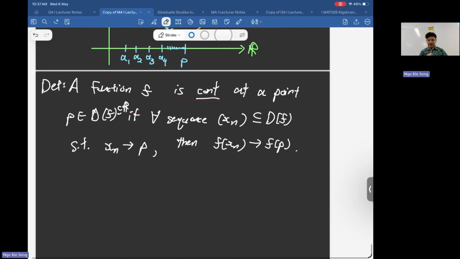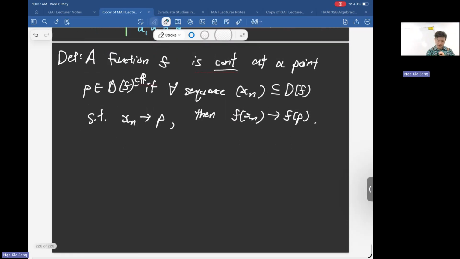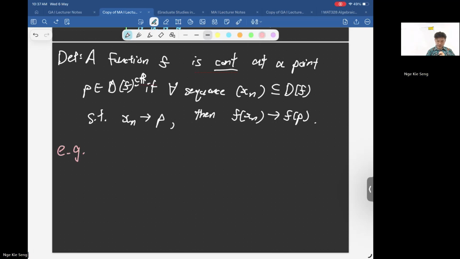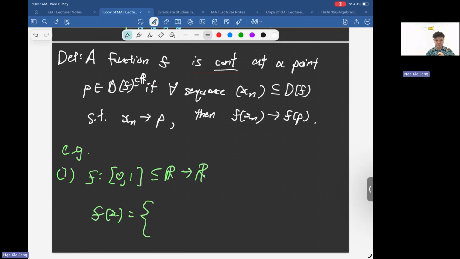So let's look at some examples to use this definition. Maybe let's look at this example. Okay, so maybe I write down this definition. Can you try and draw this piecewise function? See what you get.